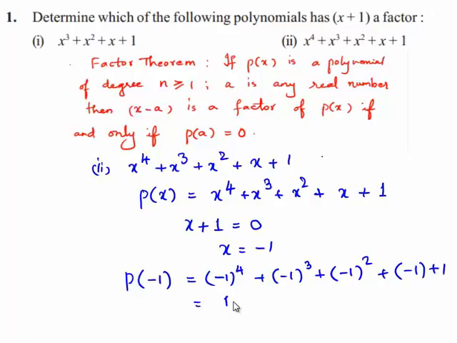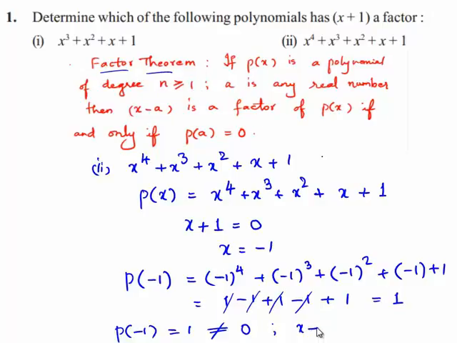This gives 1 minus 1 plus 1 minus 1 plus 1. So plus 1 and minus 1 get cancelled, minus 1 and plus 1 get cancelled. Finally we will be getting plus 1. So p of minus 1 is equal to 1, which is not equal to 0. Therefore, by factor theorem, we can say that x plus 1 is not a factor, since p of minus 1 is not equal to 0.